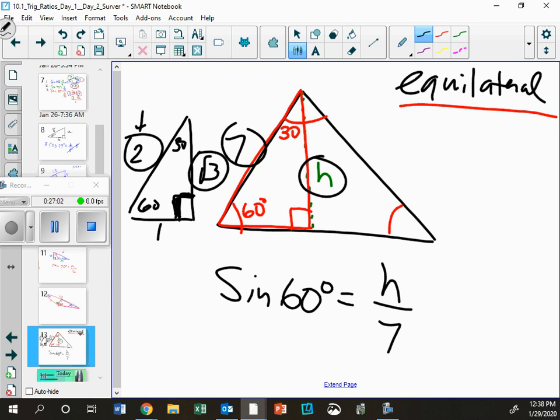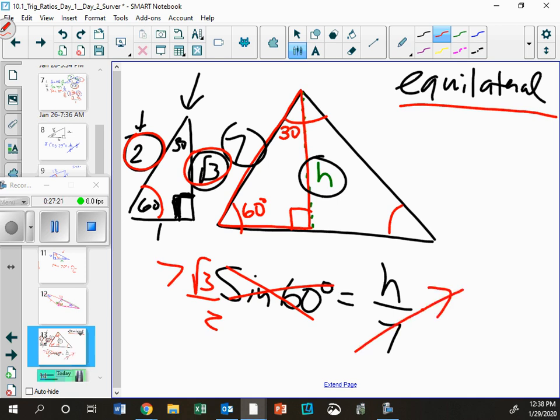Because of this little beauty right here, sine of 60 is a known thing. Sine of 60 is root 3 over 2. So this can be replaced with root 3 over 2 because we can get it from this. Sine is opposite over hypotenuse. And then once again, multiply by 7, and it'll be 7 root 3 over 2. Cool. Two different ways to get it.